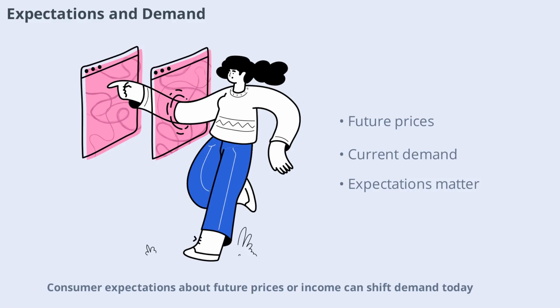Consumer expectations about future prices or income can shift demand today. If people expect prices to rise, they may buy more now, shifting demand to the right. If they expect lower income, they may cut back, shifting demand to the left. Expectations play a powerful role in market dynamics.